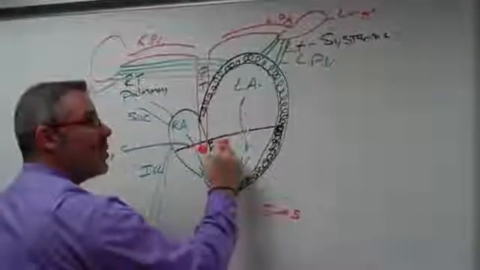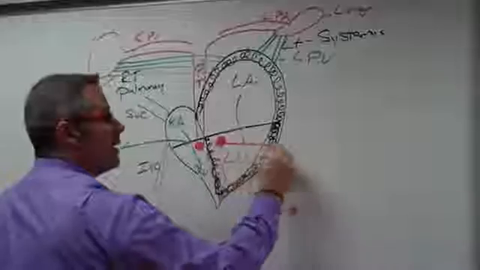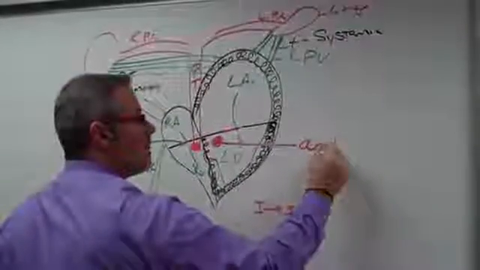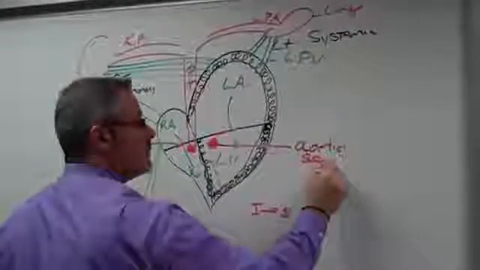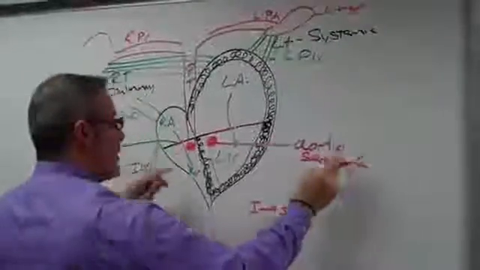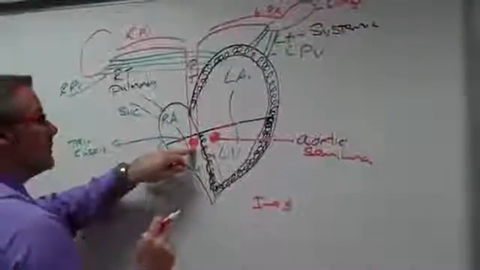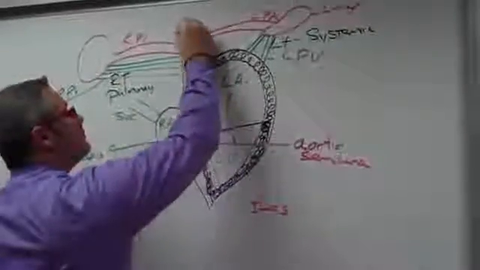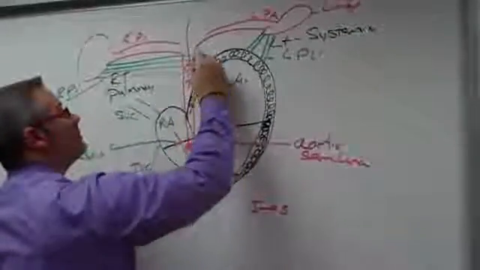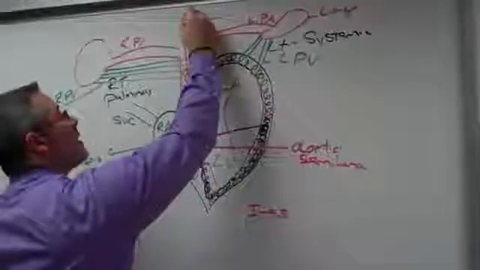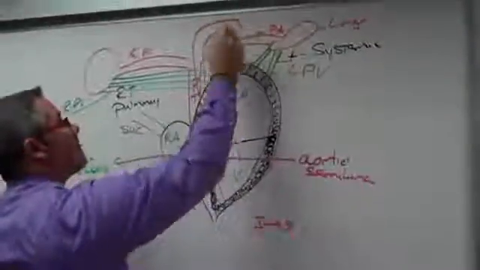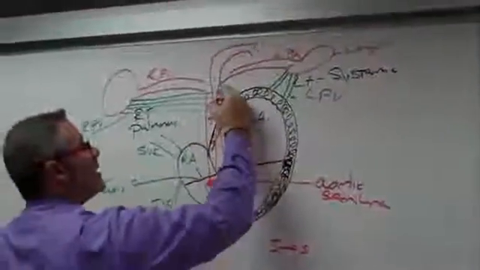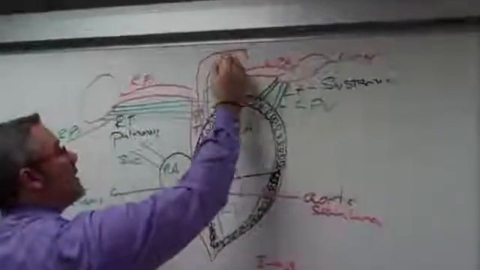This semilunar is called the aortic semilunar. So that's the aortic semilunar. On the other side was the pulmonary semilunar. So this comes up. Let's follow that up into the aorta and the arch of the aorta. So here's the aorta. This is the arch of the aorta.